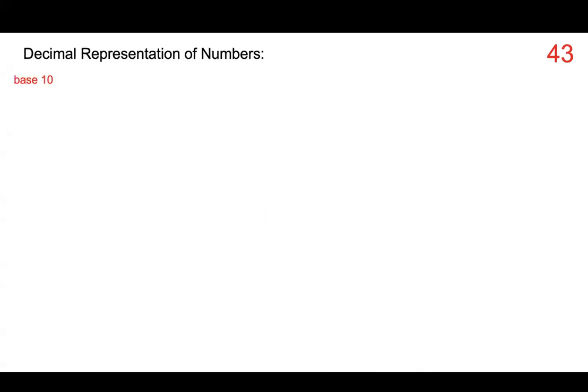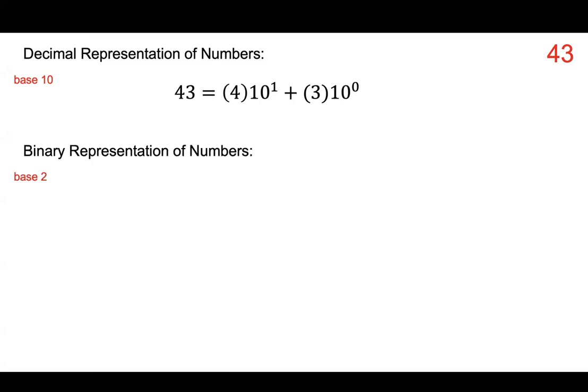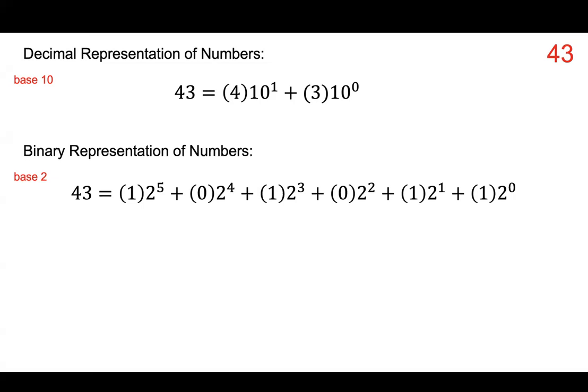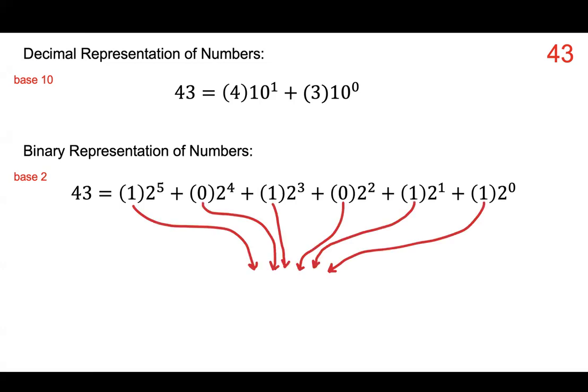The decimal representation, i.e. base 10, of 43 is this. Notice how the digits 4 and 3 are coefficients multiplying powers of 10 in the sum. Similarly, the binary representation, i.e. base 2, of 43 is written this way, with terms involving powers of 2. The coefficients together make up the binary representation of 43, written as 101011, which is a 6-bit number.